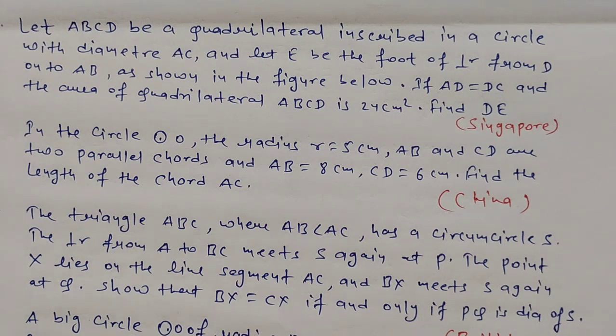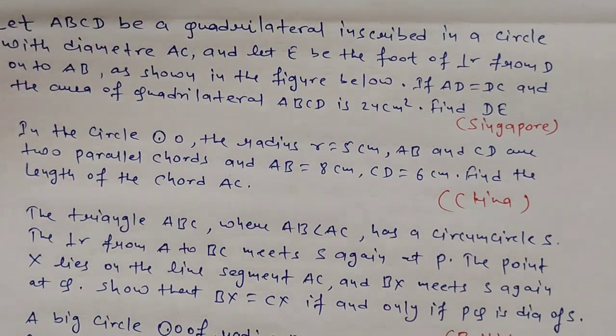So now in the second problem, in the circle O, the radius R is equal to 5 centimeter. AB and CD are two parallel chords and AB is equal to 8 centimeter. CD is equal to 6 centimeter. Find the length of the chord AC. To solve this, first of all we have to construct the diagram.